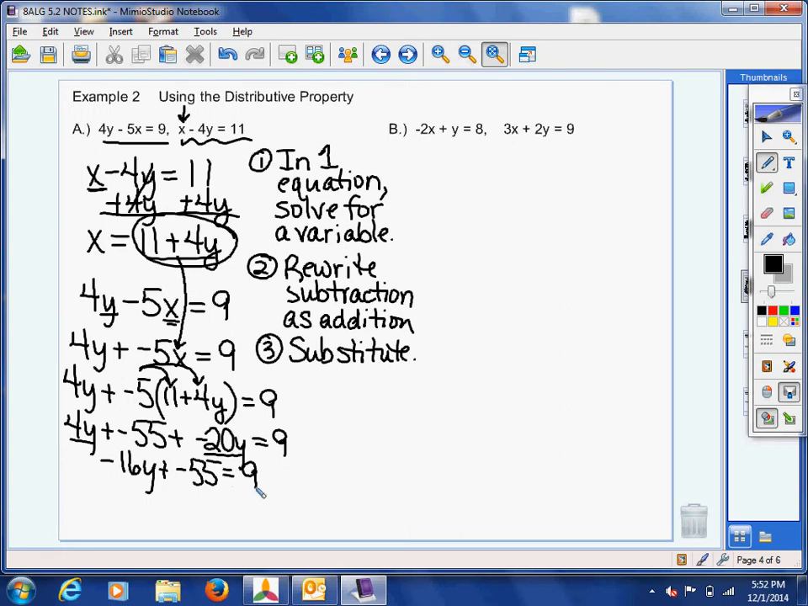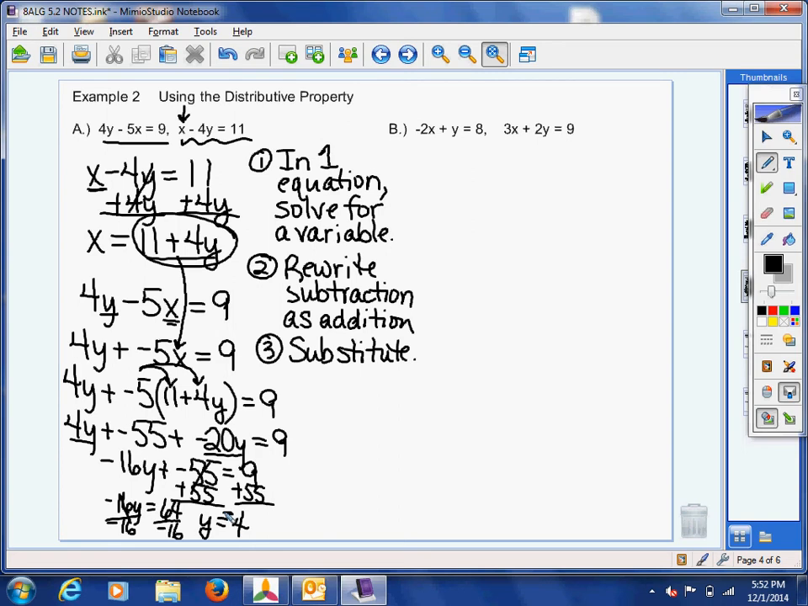Now keep going. We're going to solve and we're going to add 55 to each side because we're really trying to figure out what y is equal to. And now I have -16y is equal to, looks like 64. And then divide each side by -16. And you will get that y equals -4. Okay?